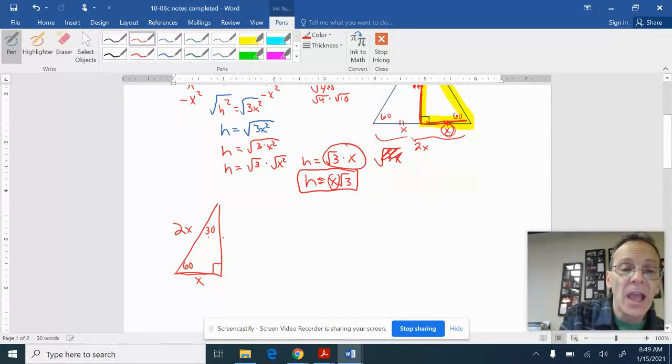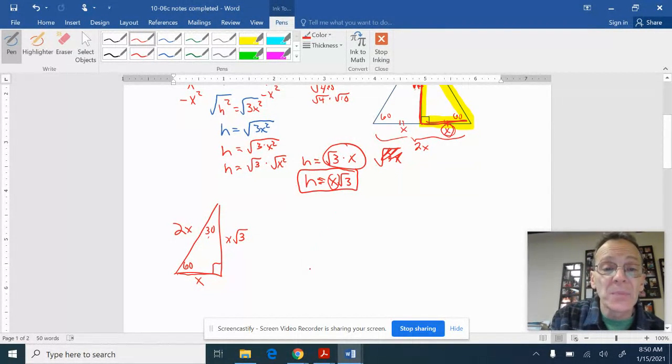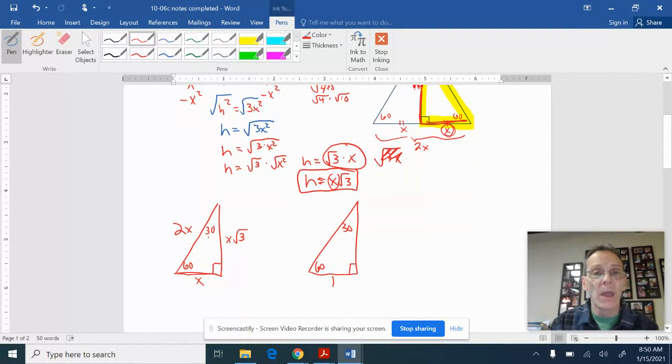So in all 30, 60, 90 right triangles, however long the short leg is, the hypotenuse is going to be twice as much, and the long leg is going to be the short leg times radical 3. So this diagram here is a generalization of how the sides of 30, 60, 90 right triangles all compare to each other. And here is a specific case of one particular 30, 60, 90. Short leg, suppose it's 1.